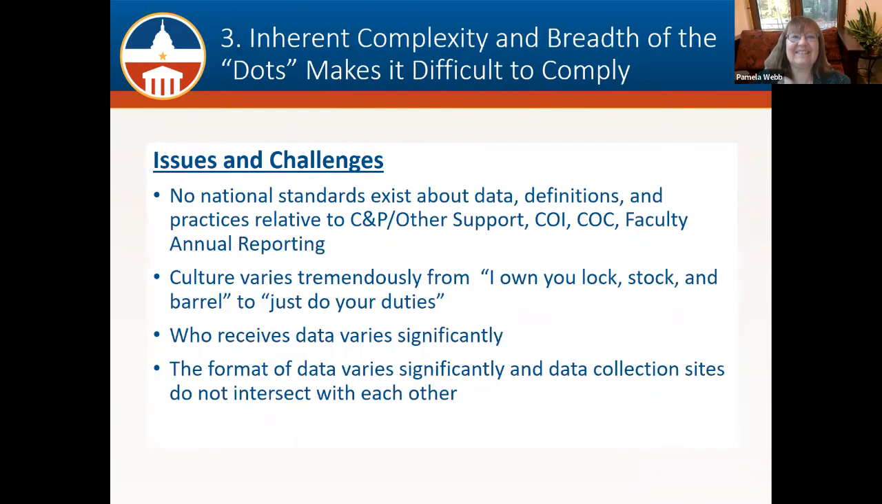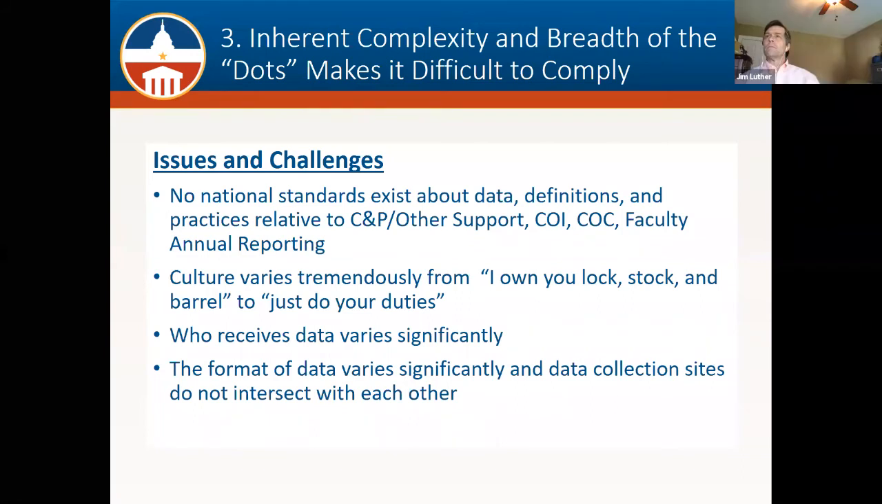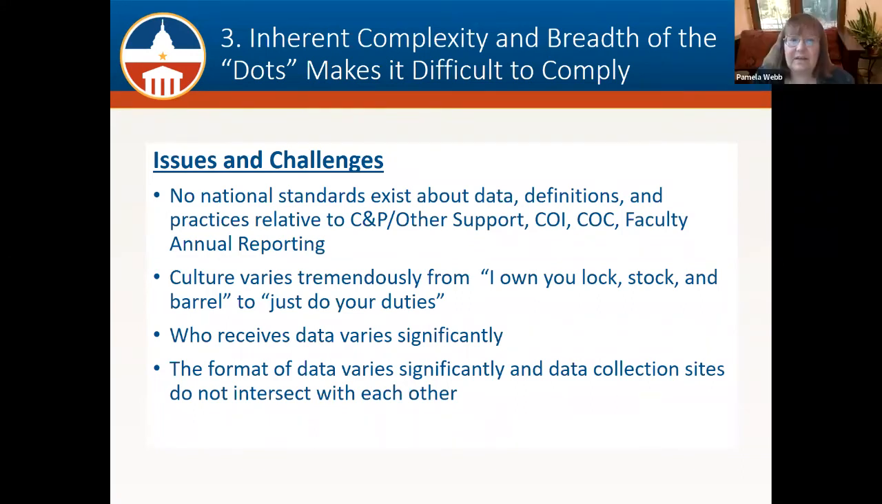So one of the things that was very clear, building on what Kim said earlier and what she just said, is that we gather data for different purposes at the institution. And there are no national standards right now that exist about what data ought to be collected. But you see on the slide some of the things that people collect for different purposes.